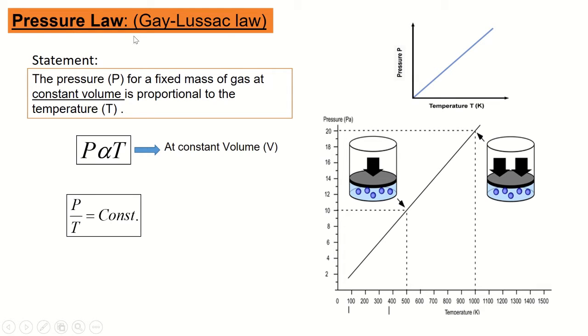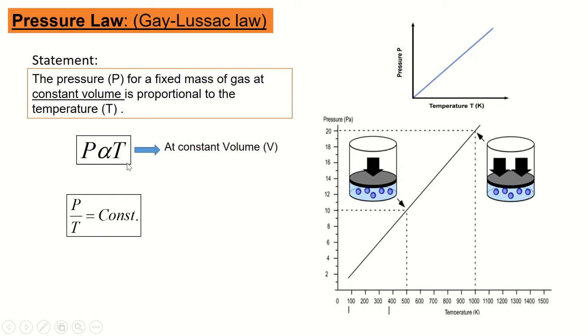Pressure law or Gay-Lussac law. The statement of the pressure law is: the pressure of a fixed mass of a gas at constant volume is proportional to the temperature. So according to the statement of the pressure law, the pressure of the gas is directly proportional to the temperature of the gas. Here the statement of this law is written in mathematical form.